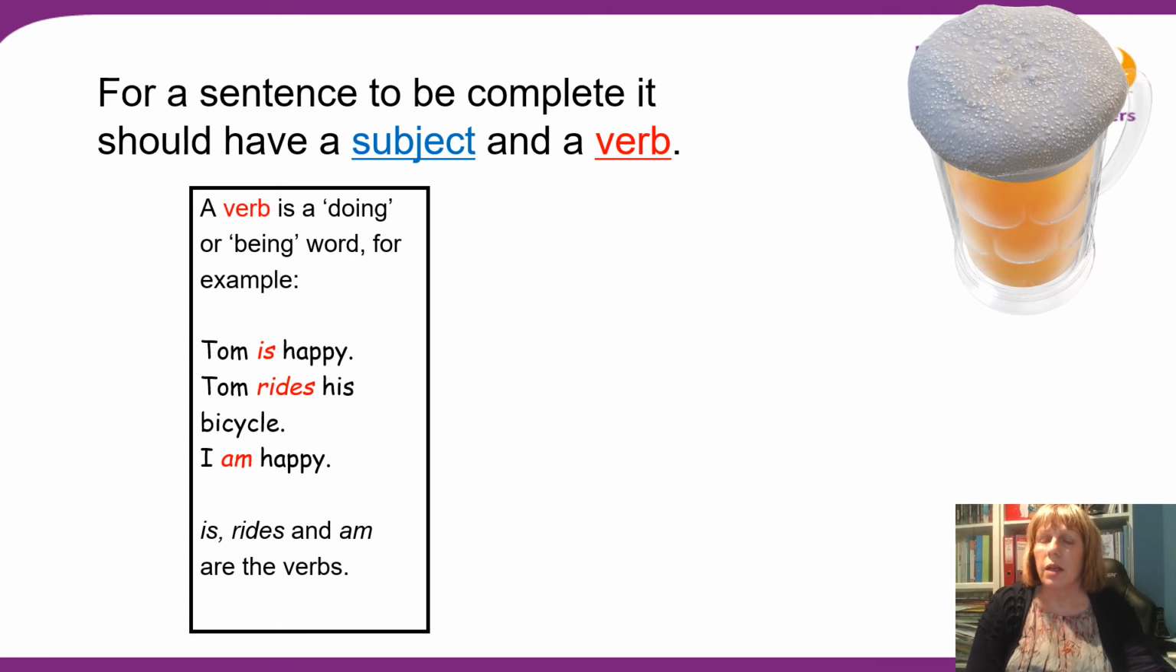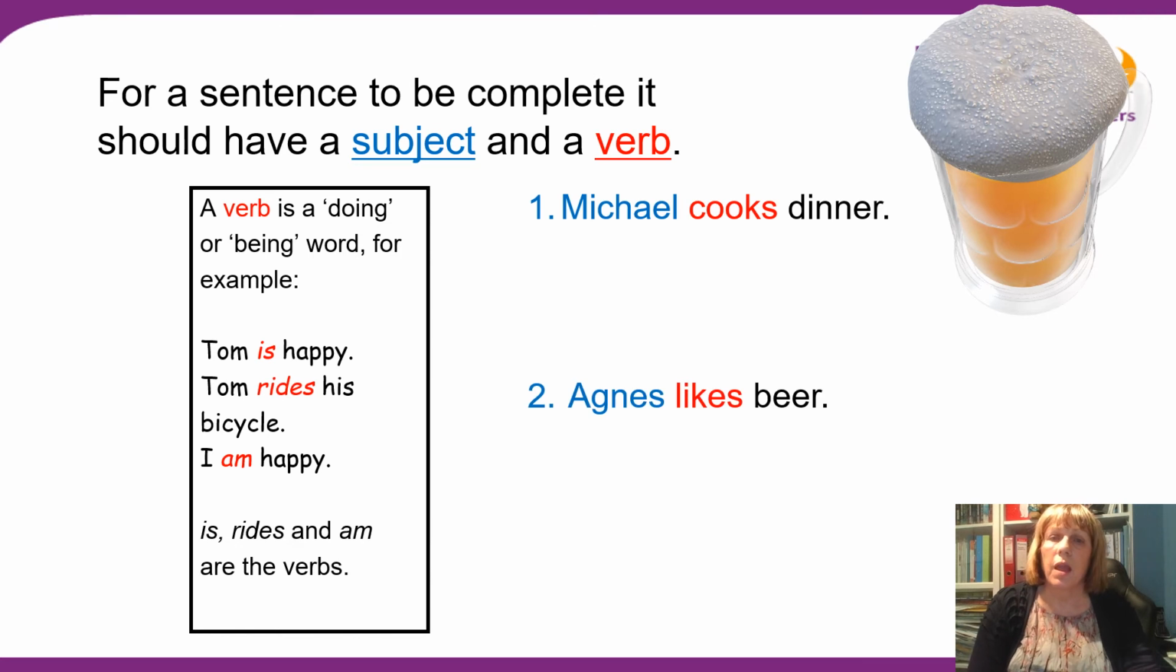Can you work out the verbs for the following sentences. Michael cooks dinner. Agnes likes beer. Angela loves Roy. Well, there's a bit of a clue there because the subject is in blue and the verb is in red. So if you weren't quite sure and you just guessed because of the colour, go back over the information at the beginning of the video.